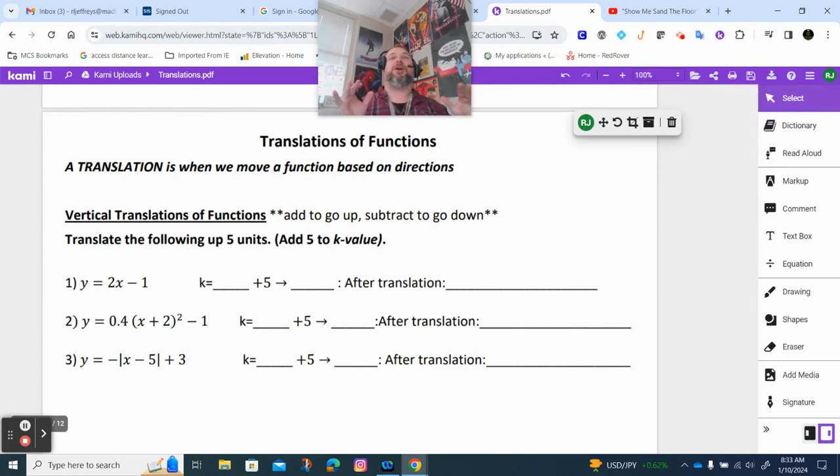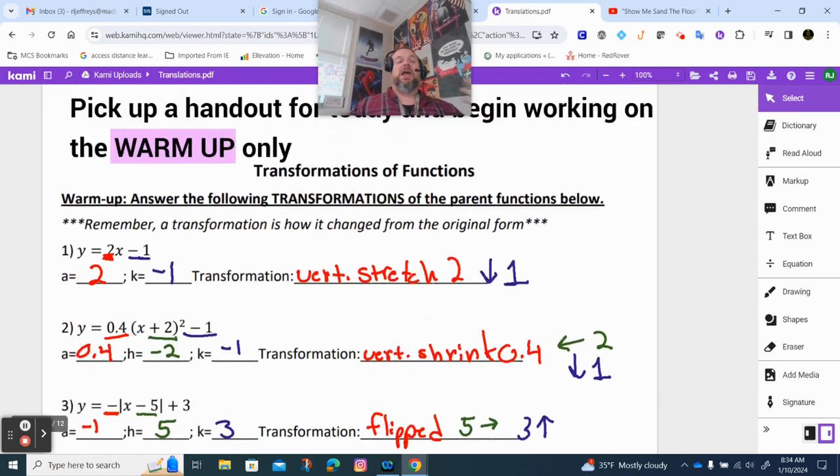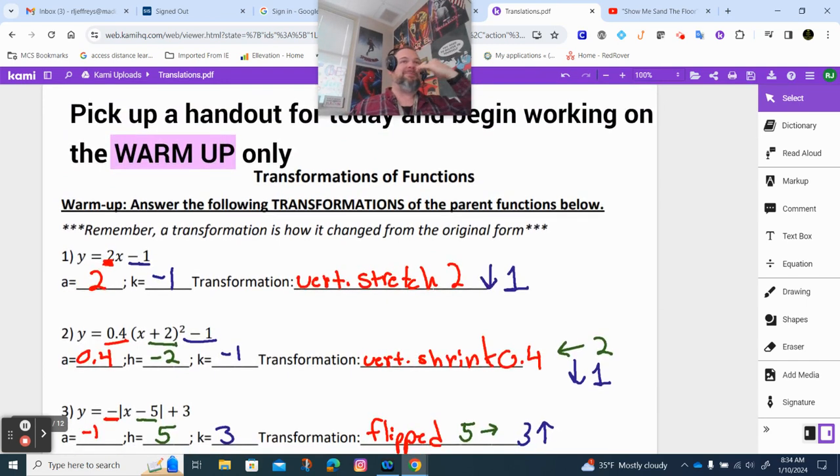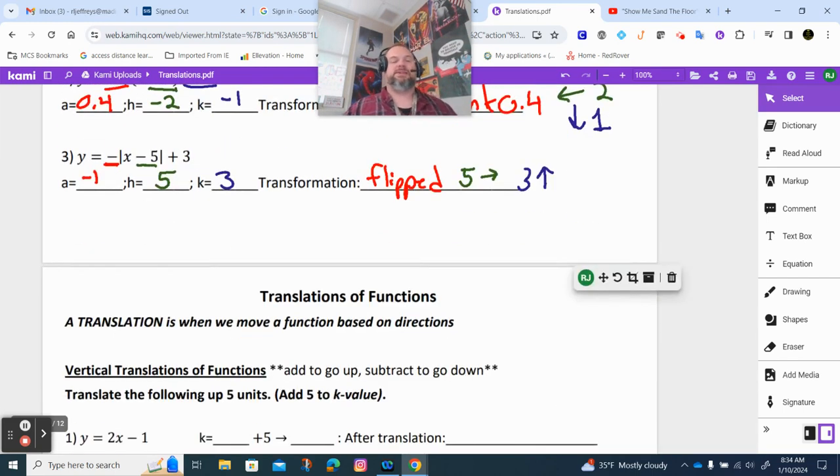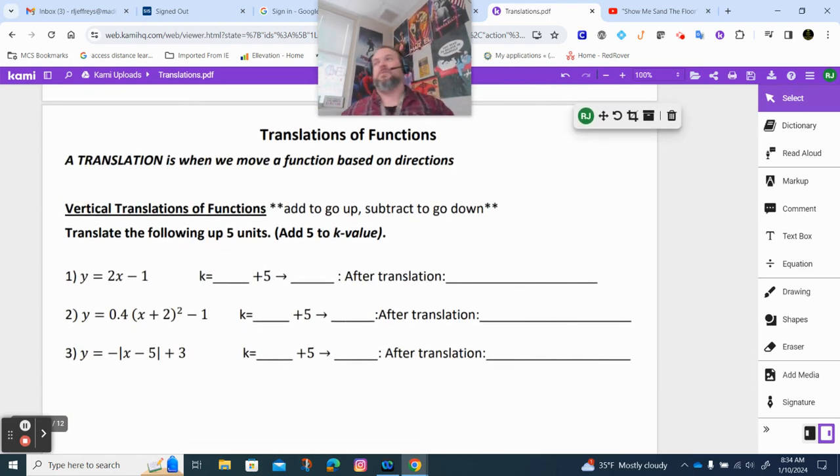Today we're talking about translations. A translation is when we move a function based on direction. It's different from transformations. A transformation is like, we had our parent function, that's like your generic model. And then, because I know some of y'all are like, oh, I want this vehicle with this and with this, that's like the upgrades. That's what this is. We're taking it and moving it.